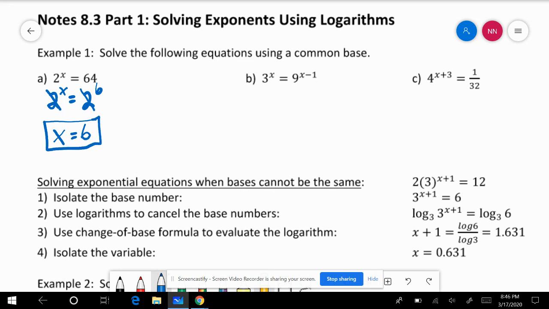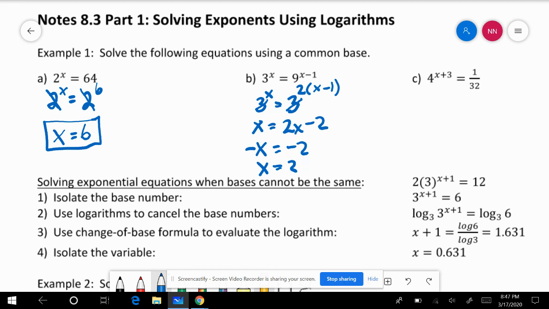For letter B, we do the same thing. What we have is 3 to the x equals 3 squared, x minus 1. Once again, the bases cancel. Once we have a common base, we have x is equal to 2x minus 2. We subtract the 2x, and that gives us negative x is equal to negative 2. So that means that x is equal to 2.